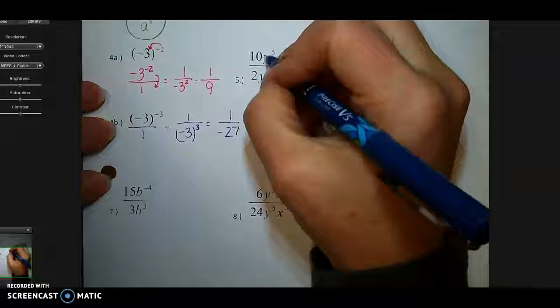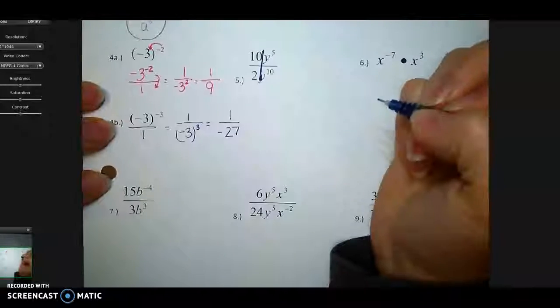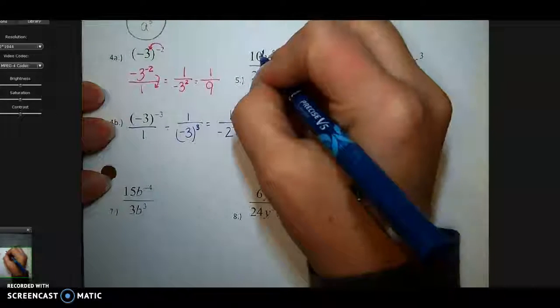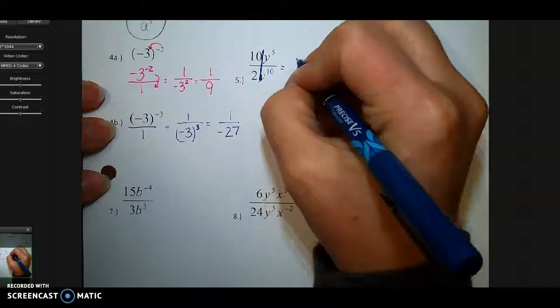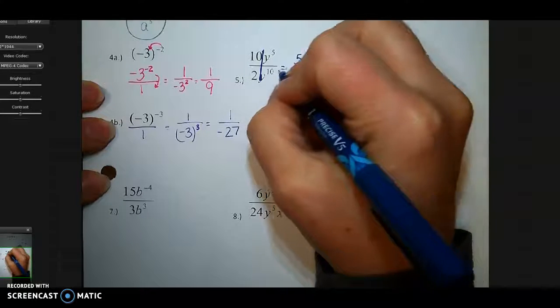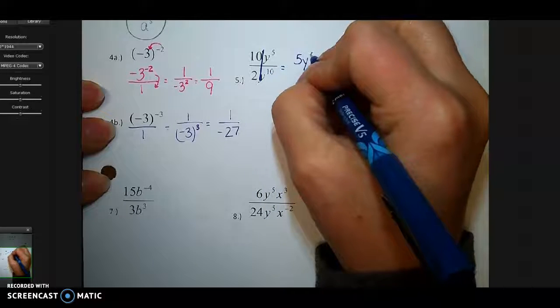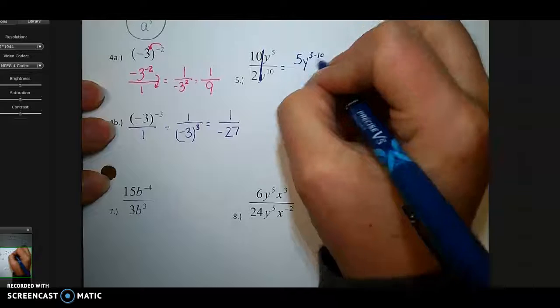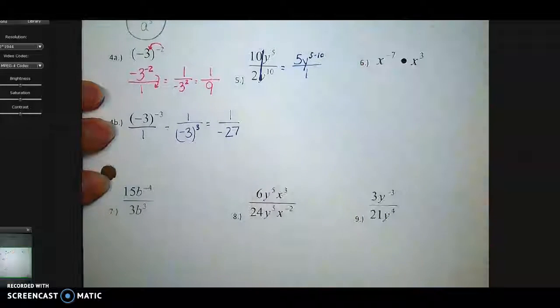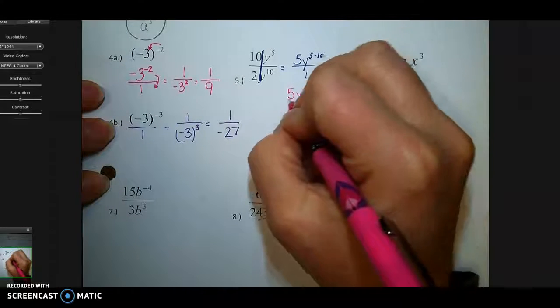Our next one, I've got whole number coefficients, and I've got the variable y. So I'm going to split them apart. I'm going to think of 10 divided by 2 as 5. And then I've got my y to the 5th, and I'm going to do y to the 5th divided by y to the 10th, which means it's going to be 5 minus 10. I can think of that as being over top of 1. Well, my next step here, I'm going to get 5y to the negative 5th.